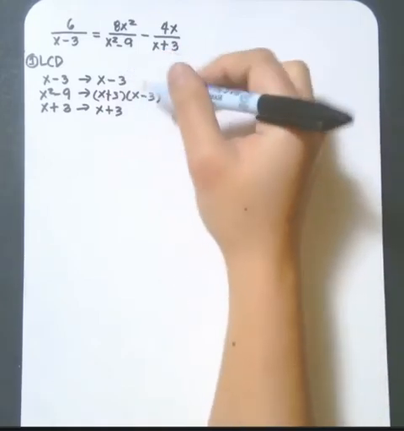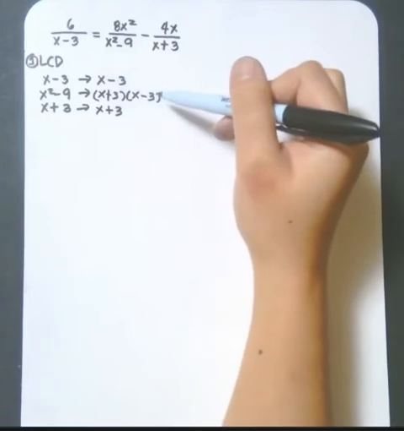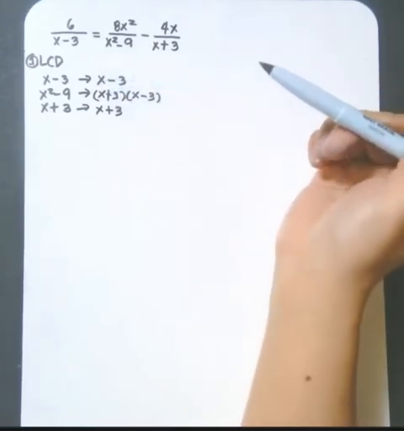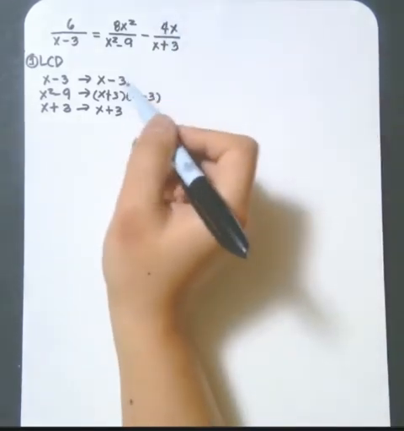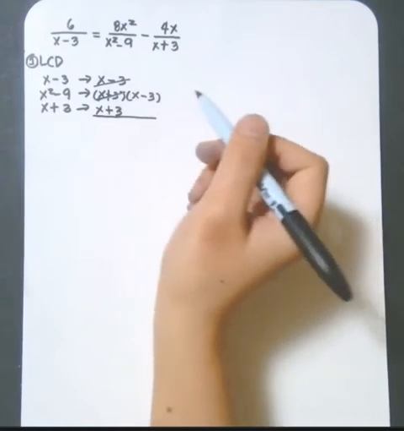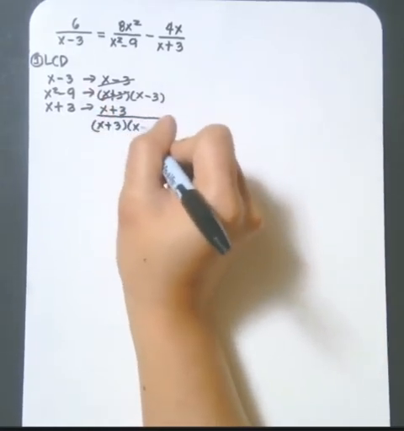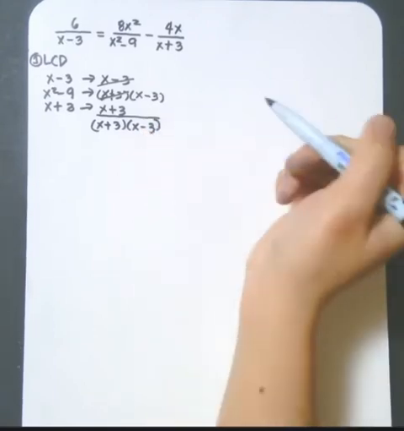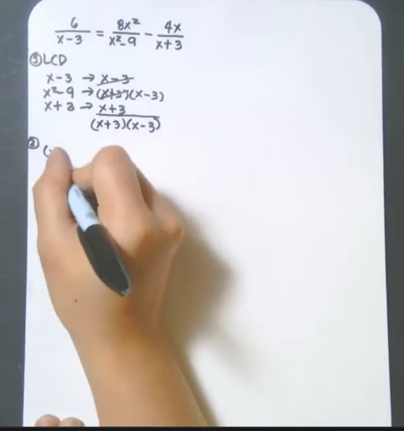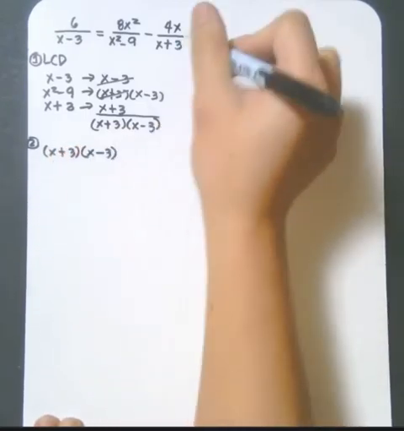Next, we identify common factors. We have x minus 3 and x minus 3 common, and x plus 3 and x plus 3 common. So let's divide one of the common factors out. Remove this and this. And then we get the product, x plus 3 times x minus 3, and this is now our least common denominator. Step 2, we need to multiply our LCD with each side of our given rational equation.